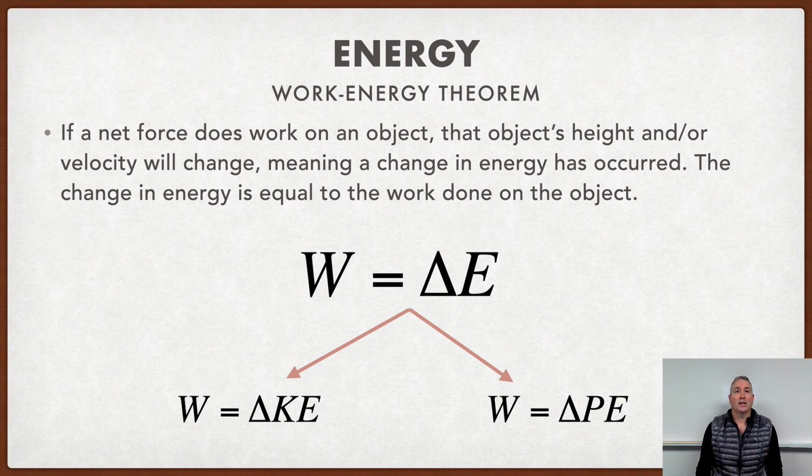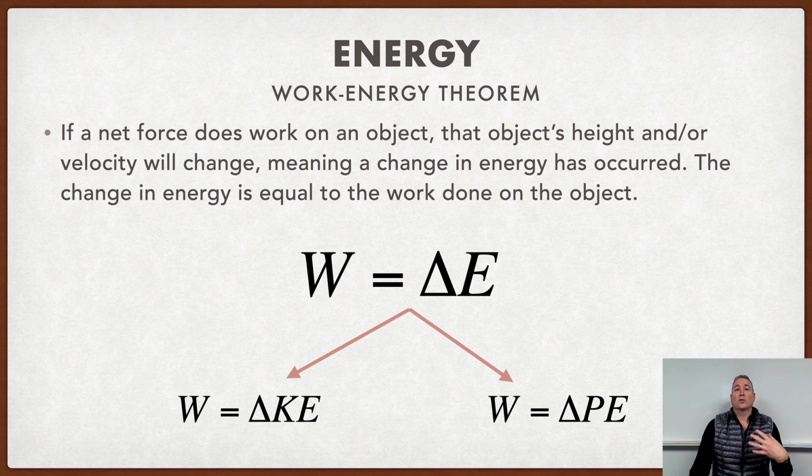If we have a change in kinetic energy, that means the velocity changes, because we're not going to change the mass by putting a force on something. If we have a change in potential energy, that means the height changes, because again, we're not going to change the mass or the acceleration of gravity by putting a force on something.